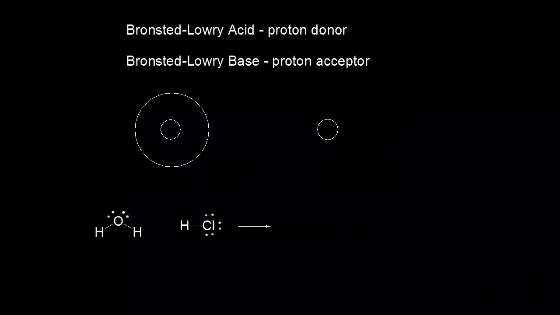Let's look at two definitions for acids and bases, Bronsted-Lowry and Lewis. And we'll start with Bronsted-Lowry. So a Bronsted-Lowry acid is a proton donor, and a Bronsted-Lowry base is a proton acceptor.